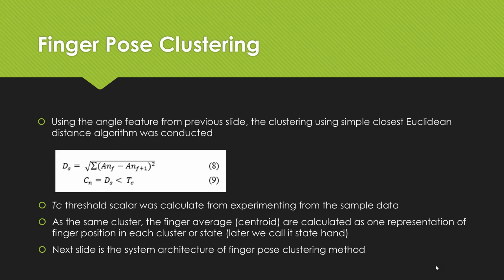Then to represent each state, we need one representation of the finger pose. So we average the hands that have the same cluster. We call them the cluster members, and we average them, and we get one representation of the finger or hand for each state, and we call it the state hand. And in the next slide we will explain the finger clustering method.